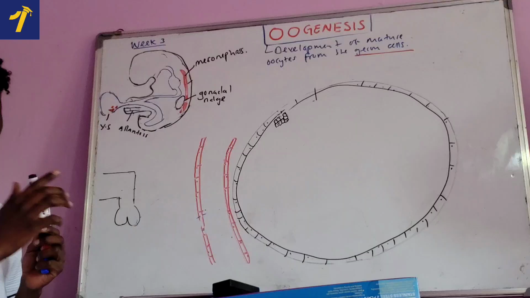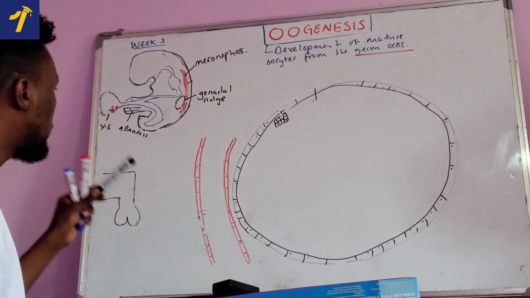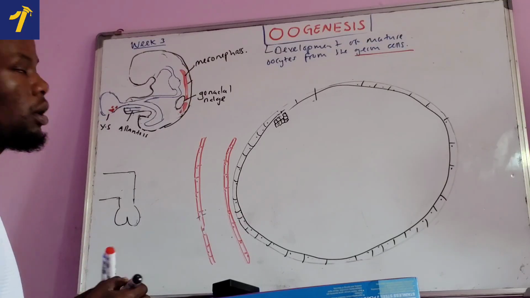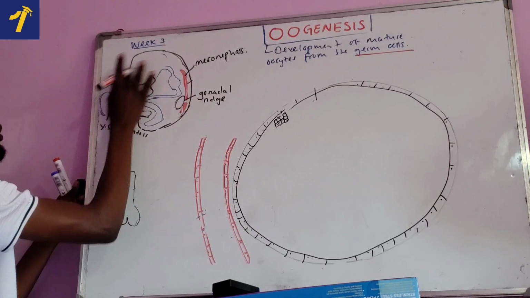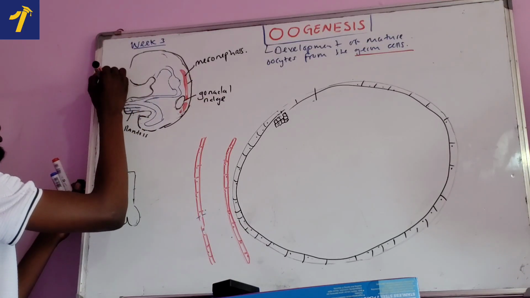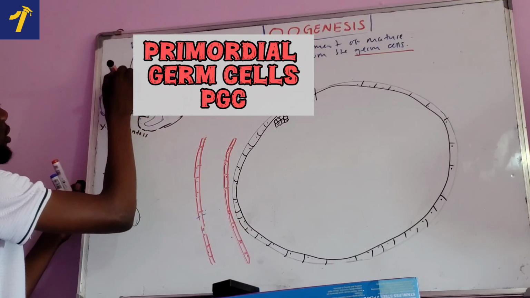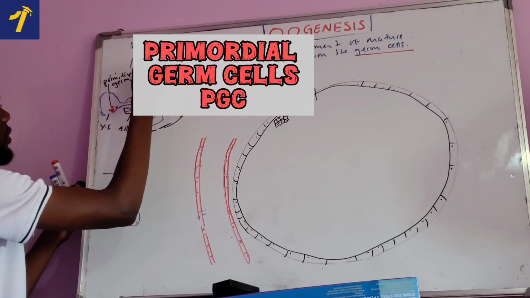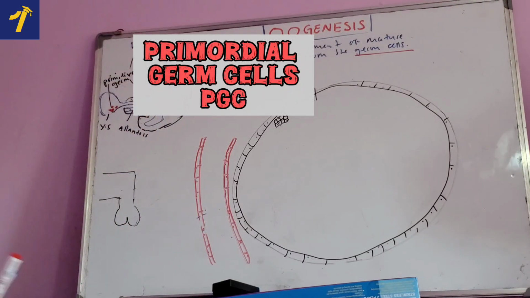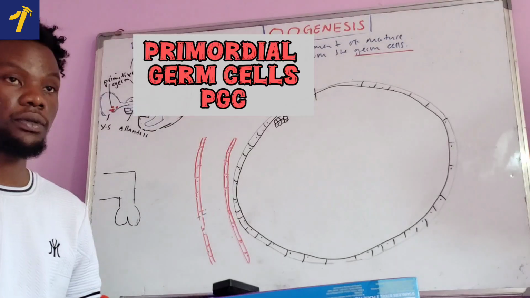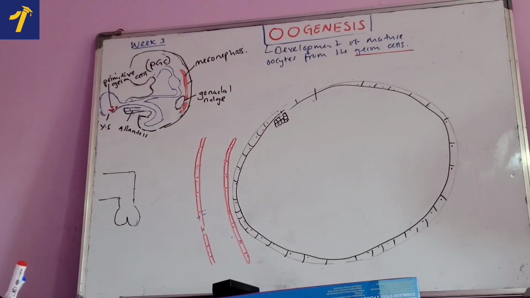Now, these germ cells are going to have a specific name in fetal life. We're not just going to call them germ cells. We'll call them the primitive germ cells. So let us write that word, a very important word: primitive germ cells. Sometimes they call them PG cells. Primitive germ cells. These are the ones found in the yolk sac just near the allantois structure.